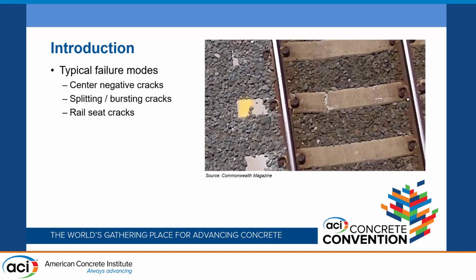In terms of what we are inspecting for, a few typical failure modes of concrete ties include center negative cracks, which is what's shown in the image here as a result of the forces imparted on the tie from the rails themselves and the reaction of the ballast on the center of the tie. Another type that is caused by the pre-stressing steel used to prevent center negative cracks is splitting bursting cracks from the pre-stressing forces inside the ties. Another type is rail seat cracks. This is damage caused by the forces imparted on the tie directly at the interface between the rails and the ties.